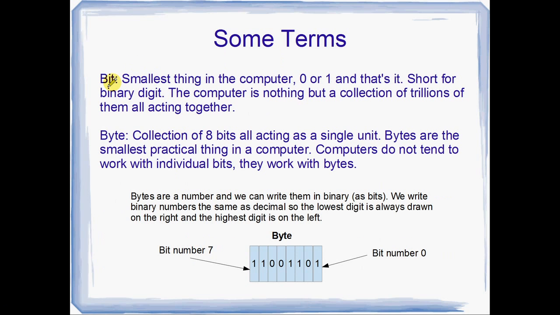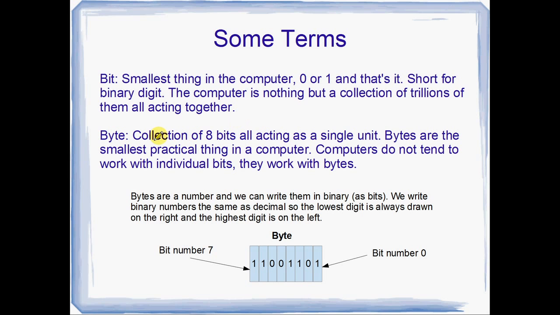Okay, some more terms. A bit. This is the smallest thing in a computer. It's either a 0 or 1, and that's it. It can only be a 0 or 1, short for binary digit. The computer is nothing but a collection of trillions of them all acting together. Yes, it's rather a large sum of them, but the computer is nothing but zeros and ones. You might have heard, computers count in binary.